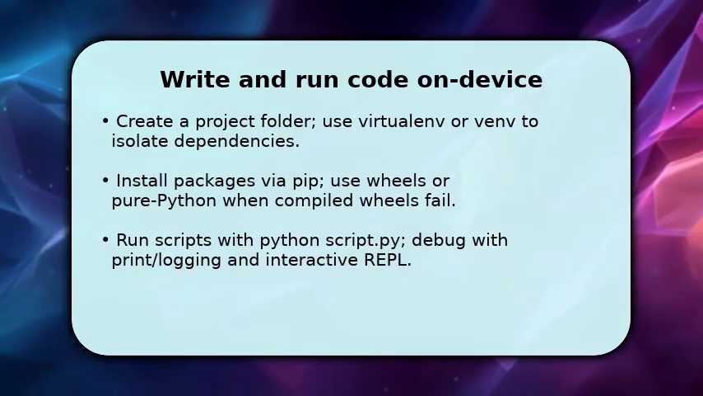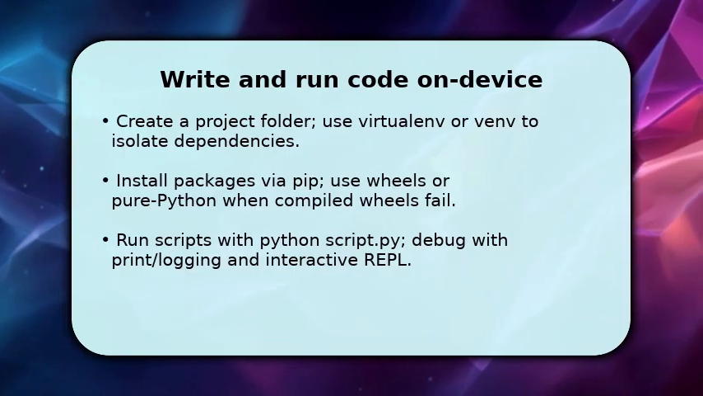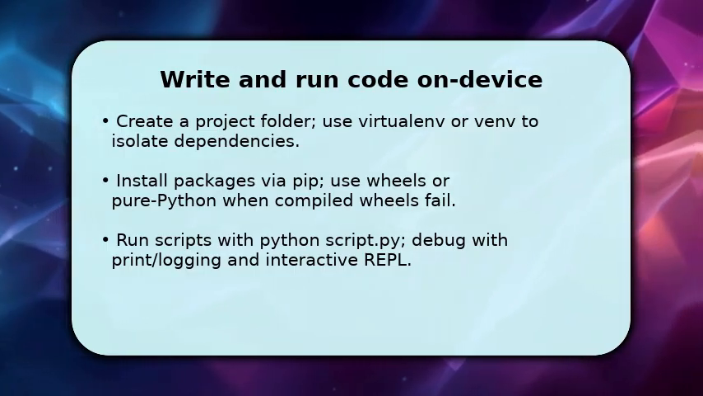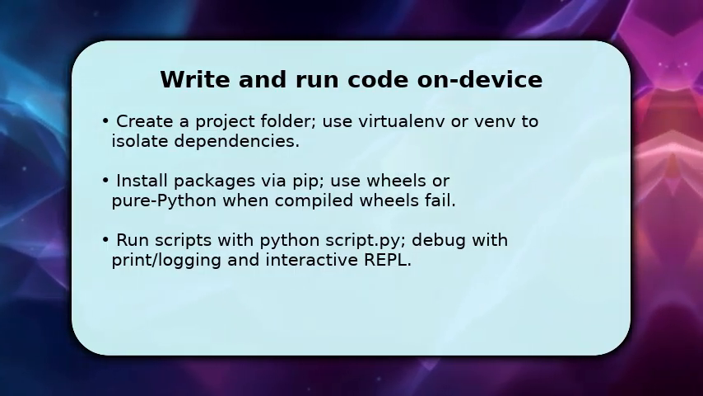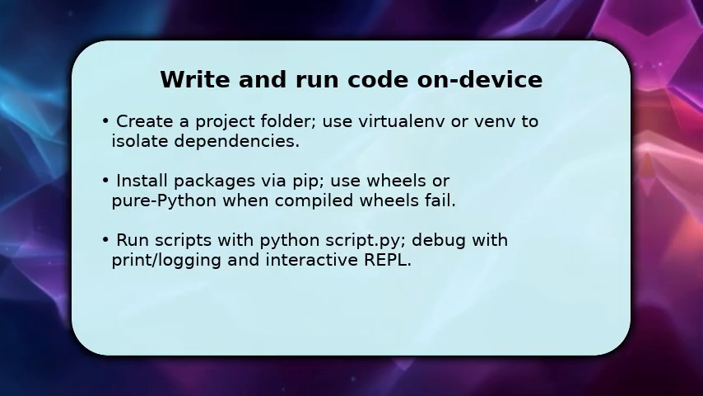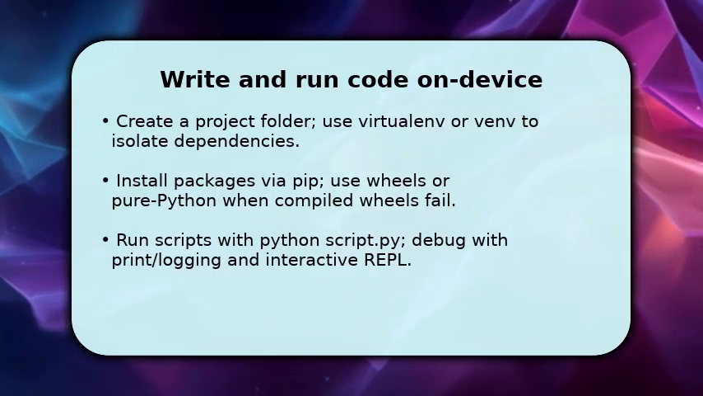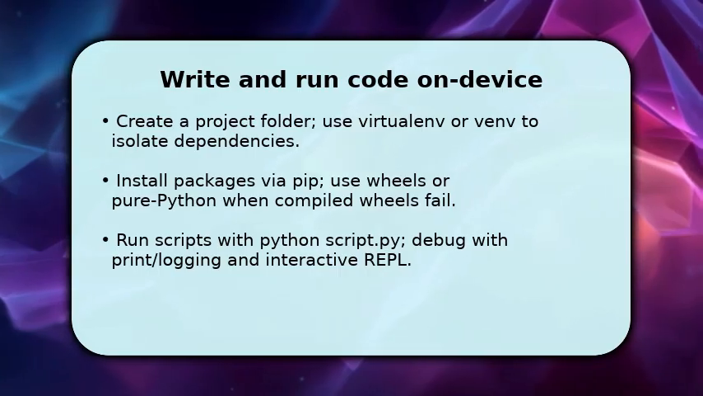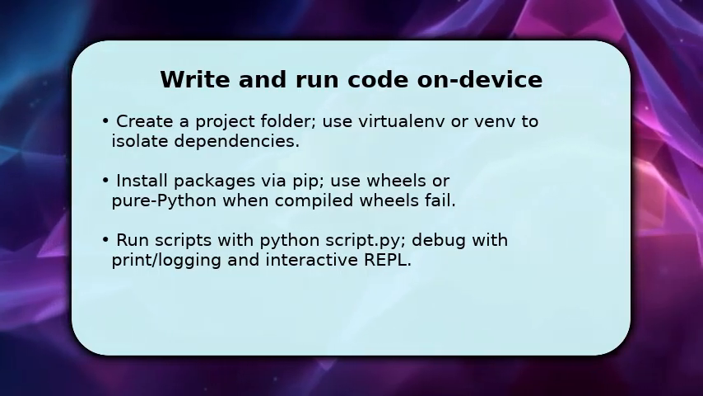Create a project folder and activate a venv to keep dependencies isolated from system packages. Then pip install required libraries. When native extensions fail on Android, choose pure Python replacements or pre-built wheels. Use the editor or Termux to run the Python script.